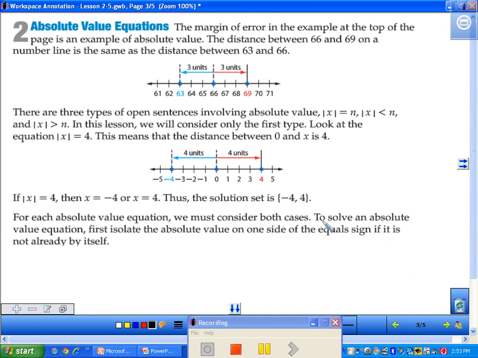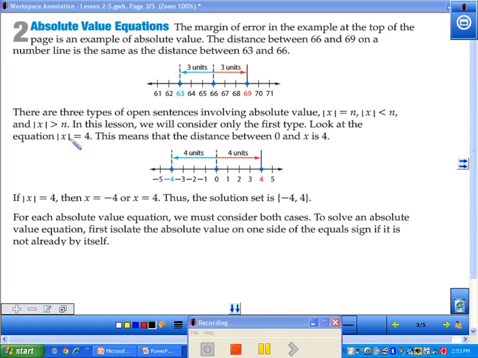Section 2, absolute value equations. The margin of error in the example at the top of the page is an example of absolute value. The distance between 66 and 69 on a number line is the same as the distance between 63 and 66. So it's the same distance, 3 units. From 63 to 66 is 3, and from 66 to 69 is 3. There are 3 types of open sentences involving absolute value: absolute value of x equals n, absolute value of x is less than n, and absolute value of x is greater than n. In this lesson, you will consider only the first type.